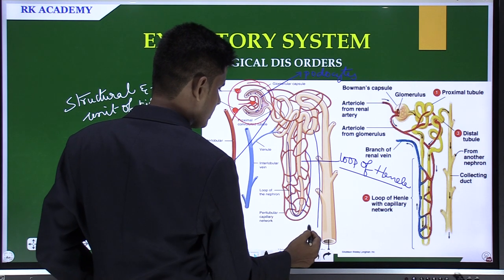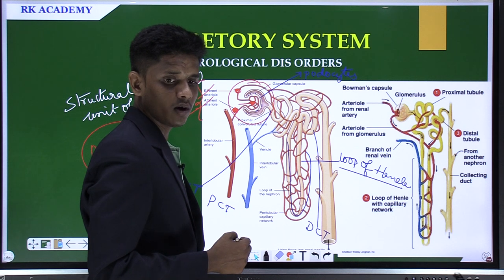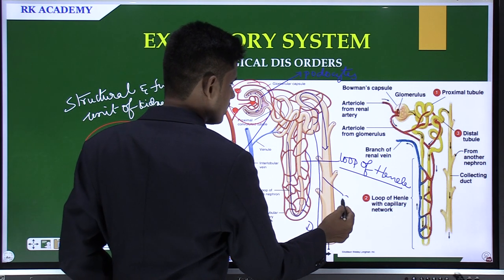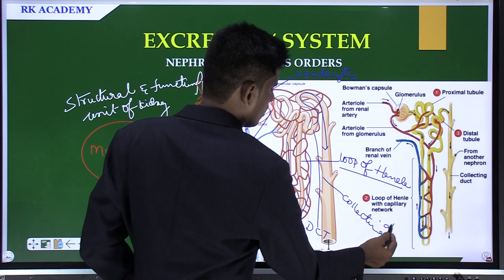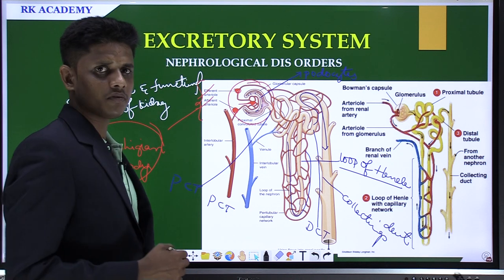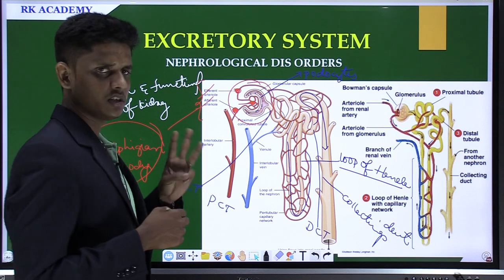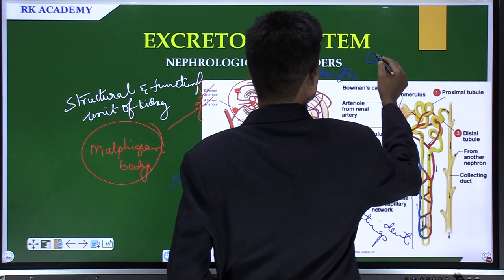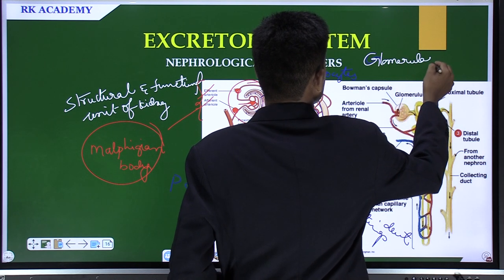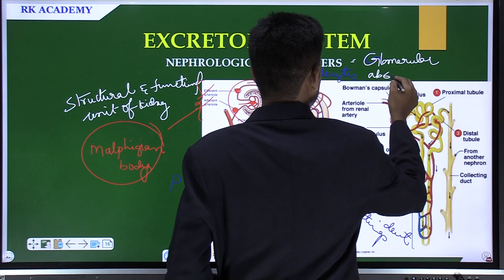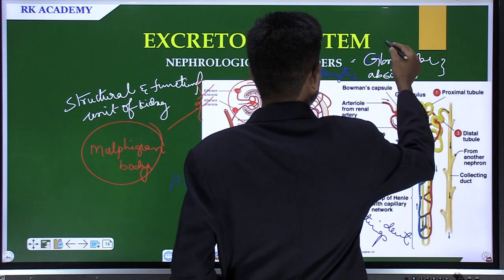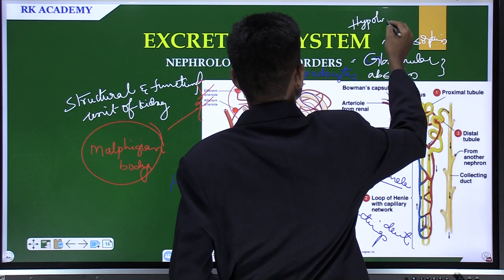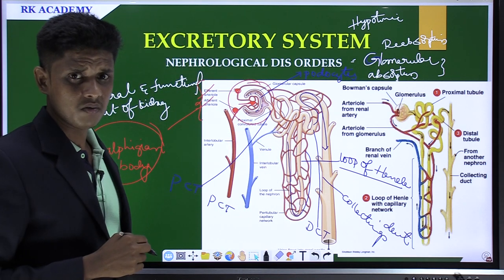After that, the loop of Henle opens into a long coiled tube called the DCT, the distal convoluted tubule. This distal convoluted tubule opens into a long collecting tube called the collecting duct. After the entry of water and blood, there are stages: glomerular filtration, absorption and reabsorption, and formation of hypotonic urine. These are the four steps involved in the process of the nephron.